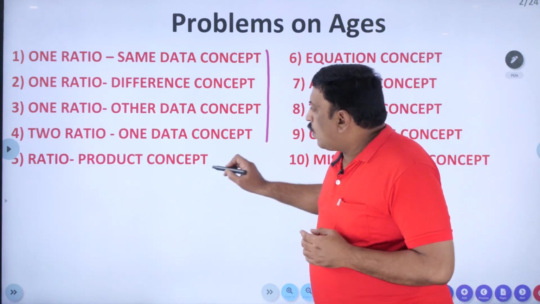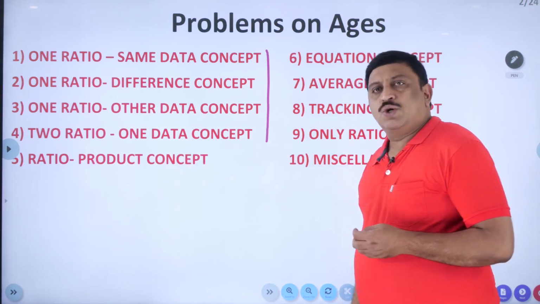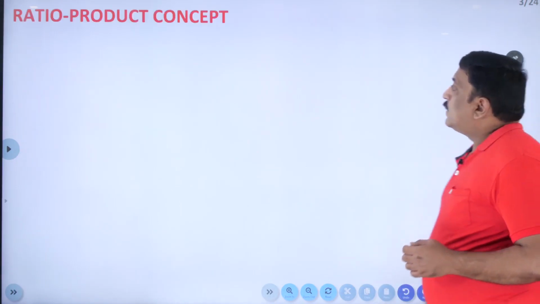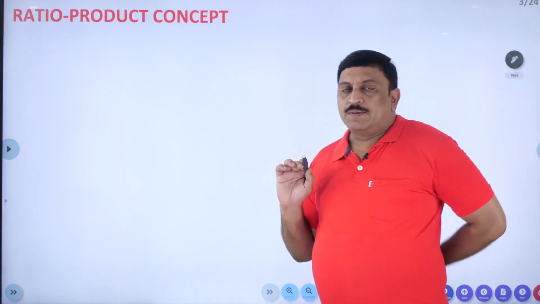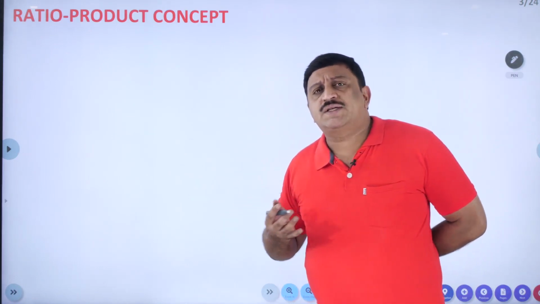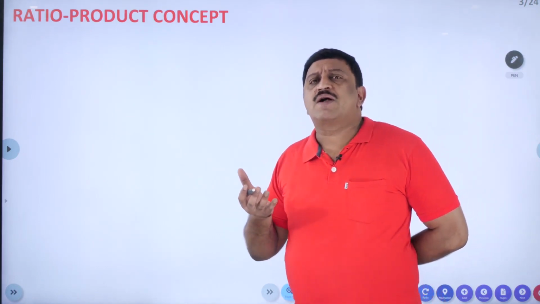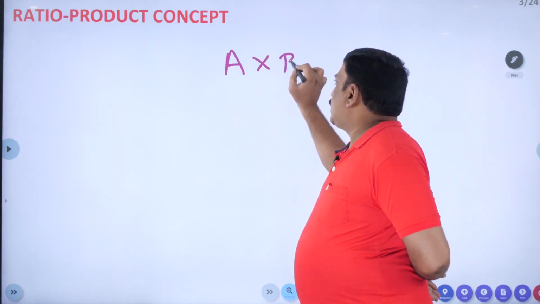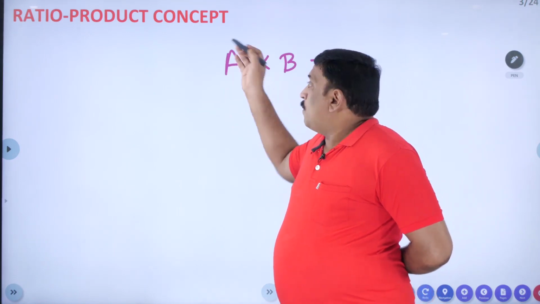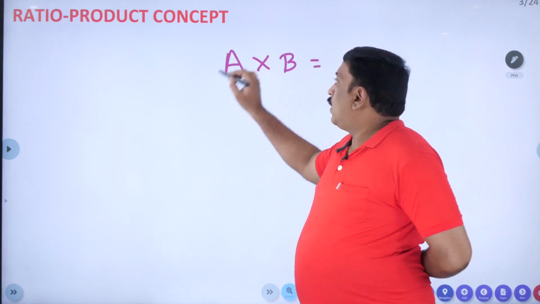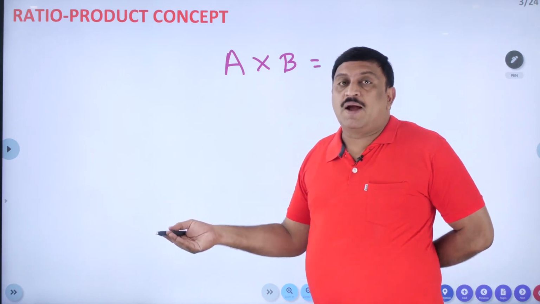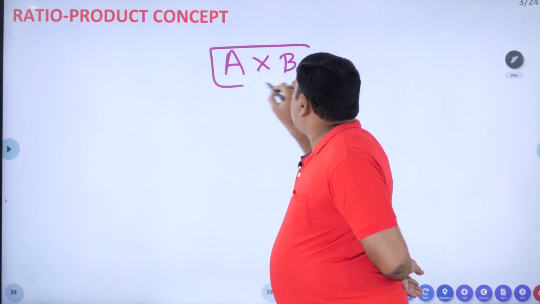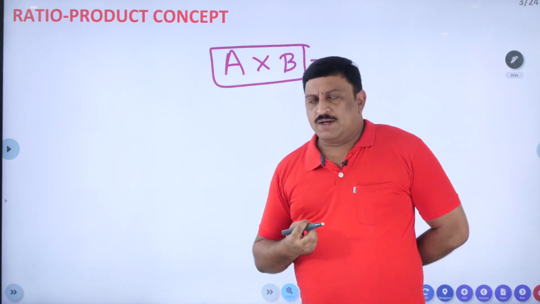So now we are going into the ratio product concept. Just see, in the ratio product concept, they will give the ages of two persons, but they are not directly given. They will give the product of their ages. Suppose two persons are there, their present ages are multiplied, or their future ages are multiplied, or like that. So here their ages are multiplied and given. That is only the product method.